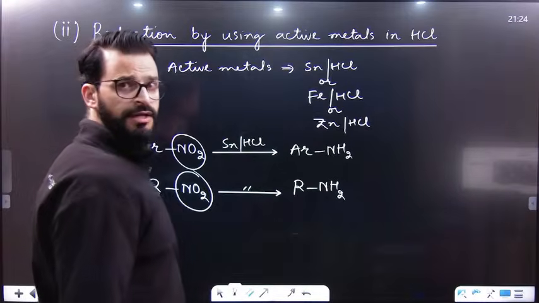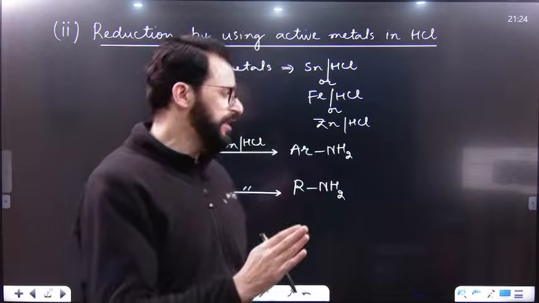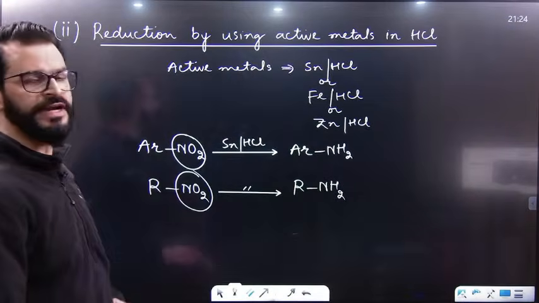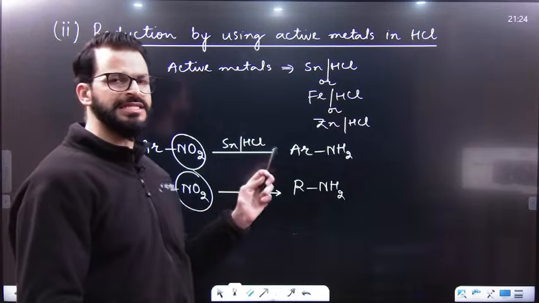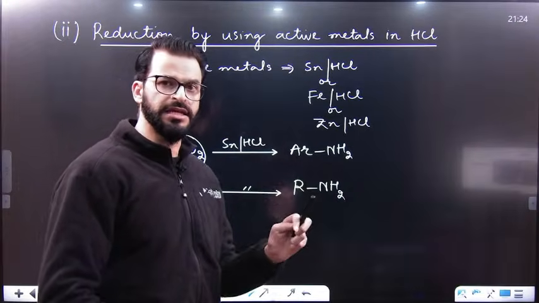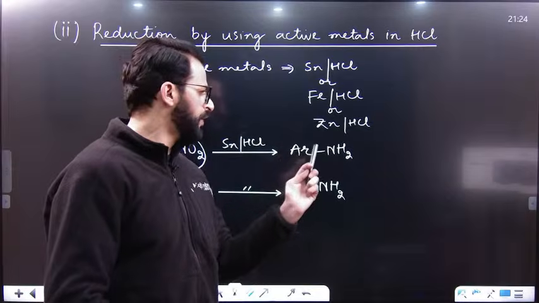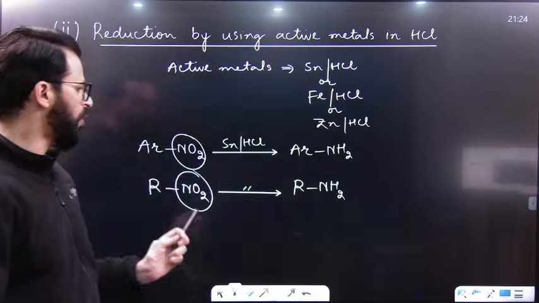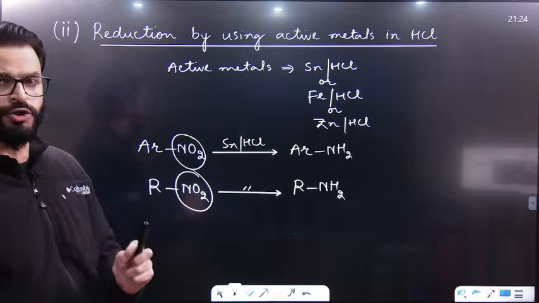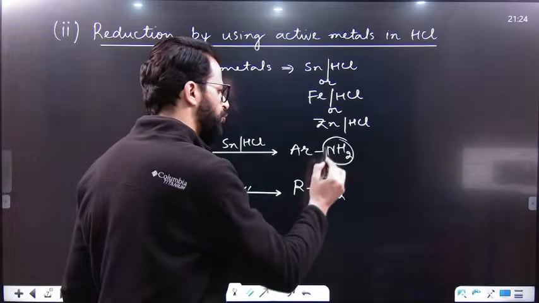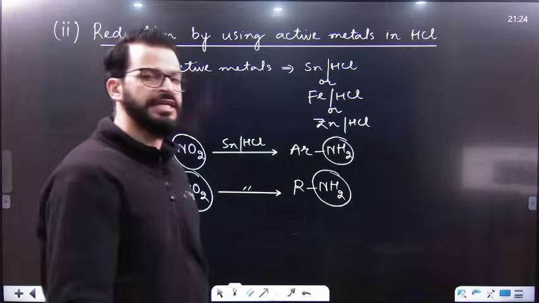That means whenever you treat aromatic as well as aliphatic nitro compounds with tin HCl, iron HCl, zinc HCl, active metal in acid, you will get simply the respective amine. You have to simply remove NO2 and attach NH2 instead of NO2. I hope this is clear to each and every one.